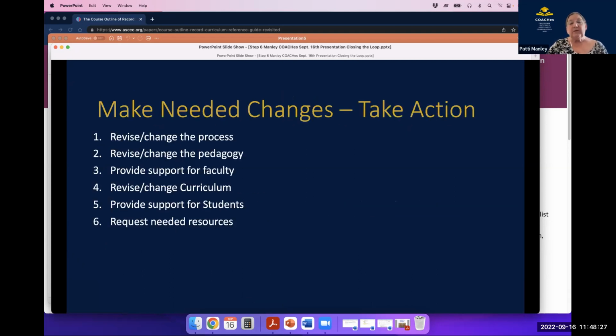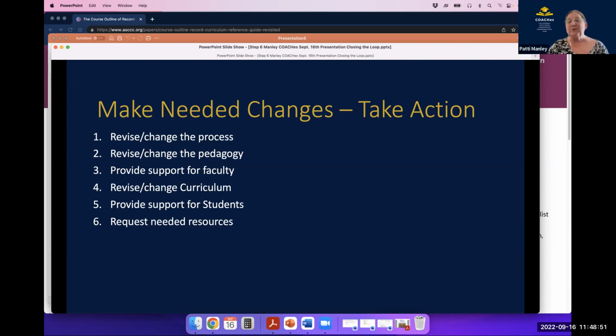So what can we do? Let's take some actions. We can revise or change the process. We can revise or change how we're teaching the content. We can provide support for faculty. We can revise or change the curriculum. We can provide support for students. And we can even use all this data to maybe request needed resources.